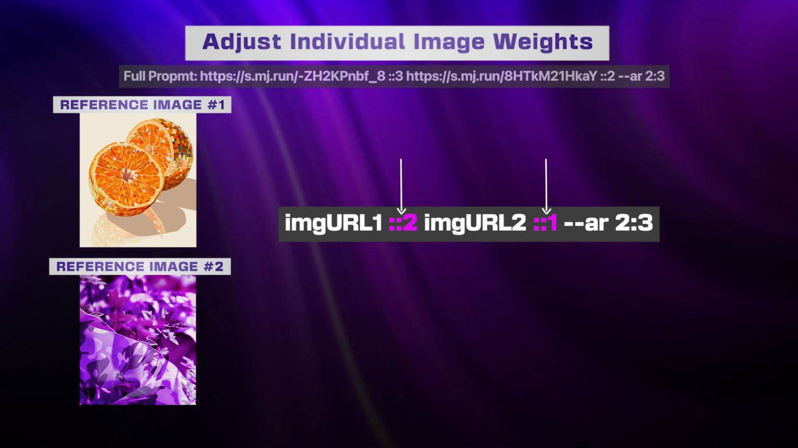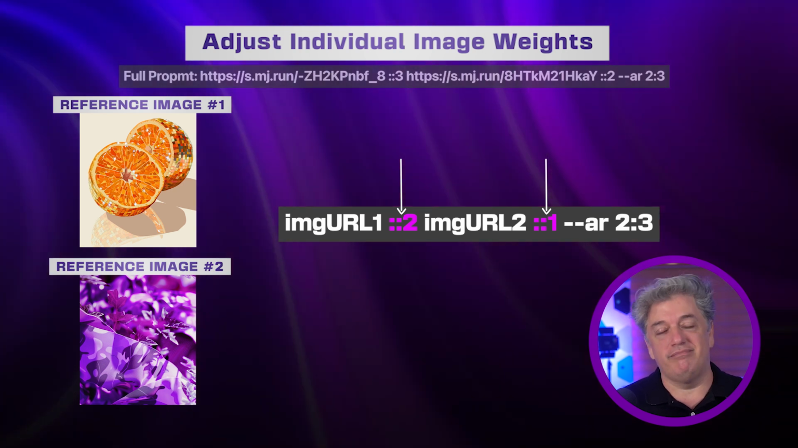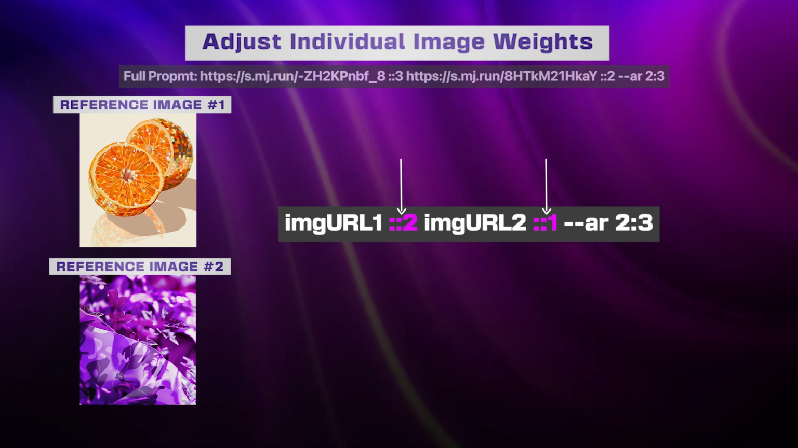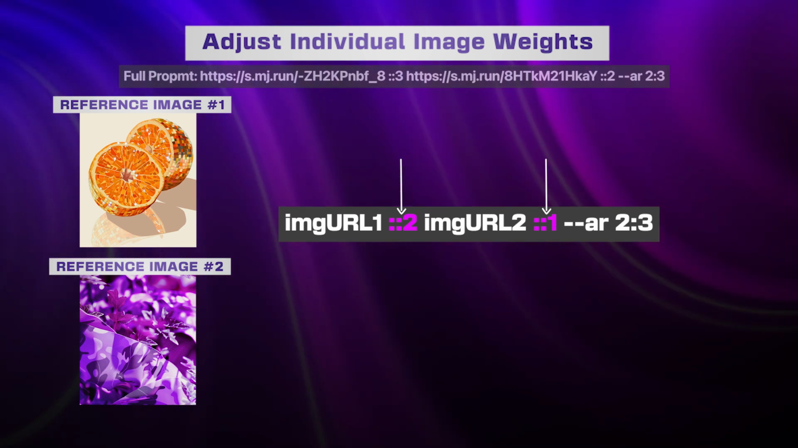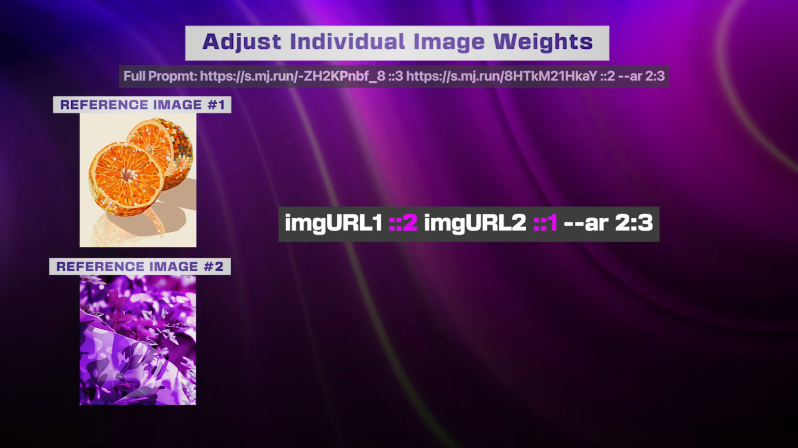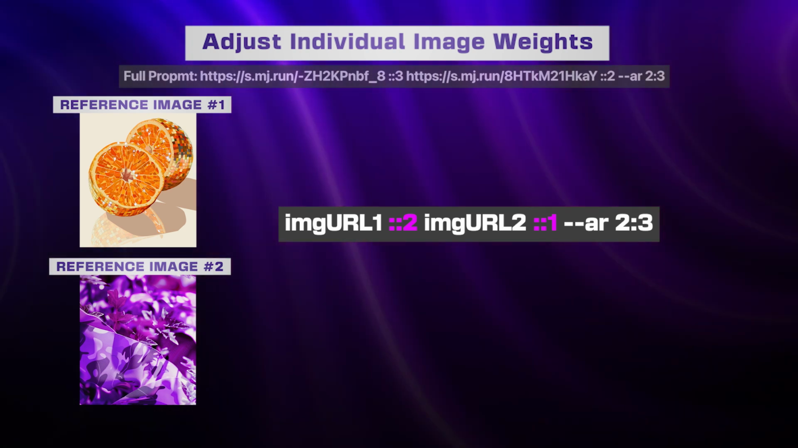To adjust this balance, we can assign relative weights to each image URL by separating them with double colons and a number. This is a little bit of an advanced prompting technique that I use very rarely, but I want to show it to you. You can use the same technique to weight different words in the text portion of your prompt. Midjourney will weight anything to the left of each double colon based on the number. Any commas in your prompt will be ignored by the weighing process.